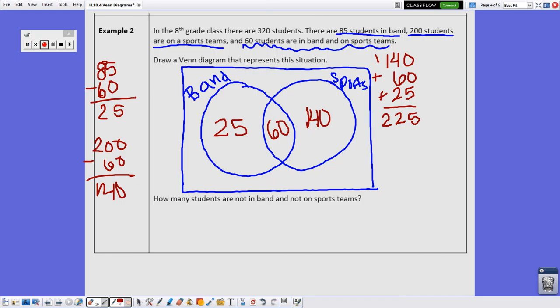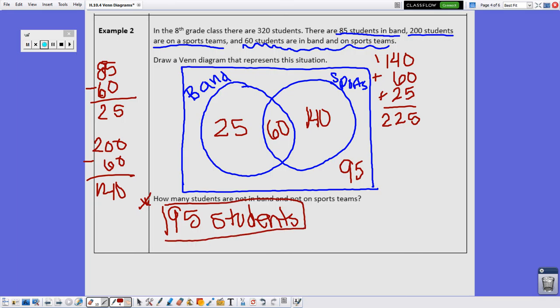And we get 225. Uh-oh, that's not 320. So what's our difference? Well, our difference is 95 students. So there's 95 this time that are in no man's land that aren't in sports or in band. So that helps us with this last question. How many are not in band and they're also not in sports? That's 95 students that are in neither activity.